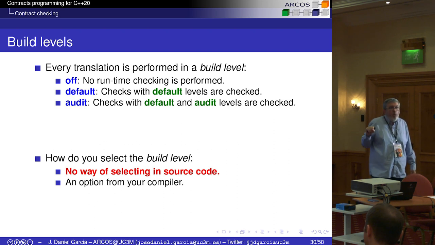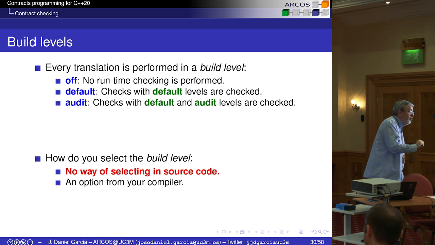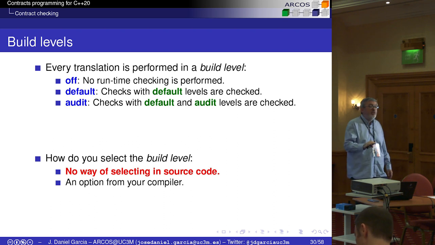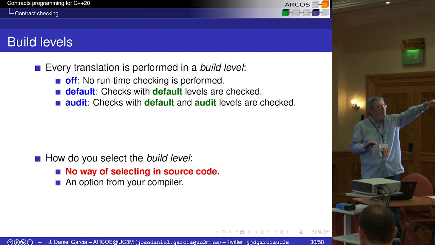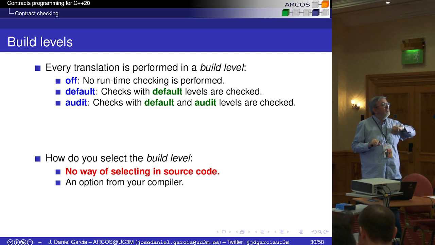Now, there will be no programmatic way through source code to know which build level you are running or to change it. This is only a compiler flag from your favorite compiler. And this is a good time to take your question.